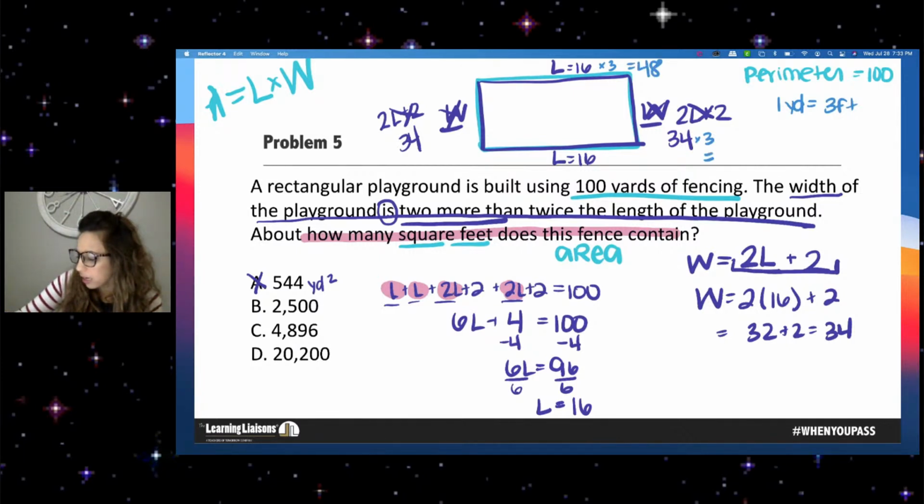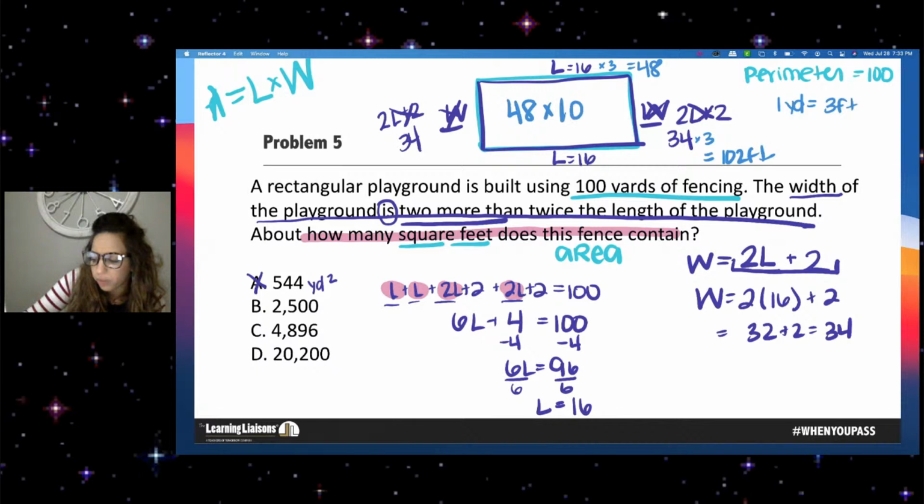34 times 3 is 102. And now I can do 48 times 102, and I get 4,896 as my correct answer.